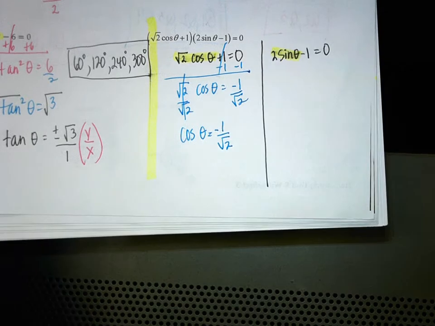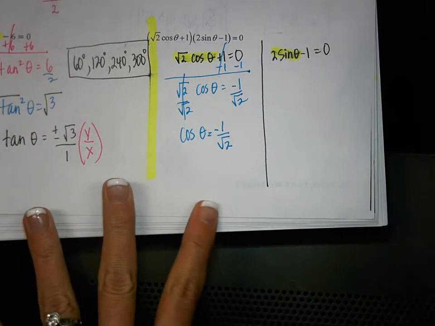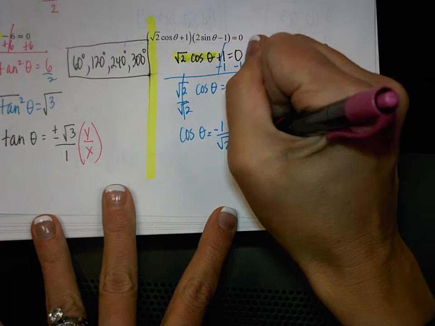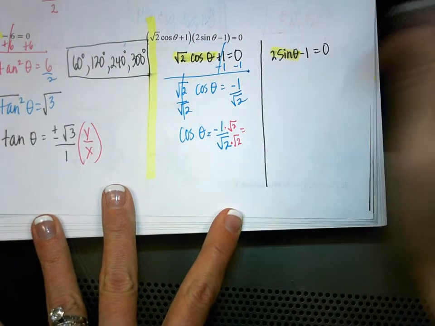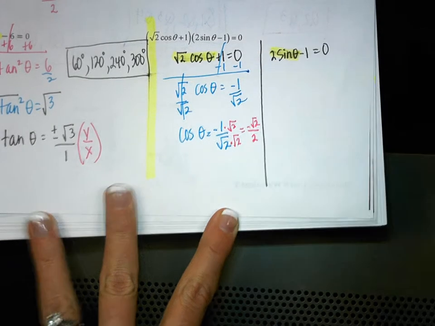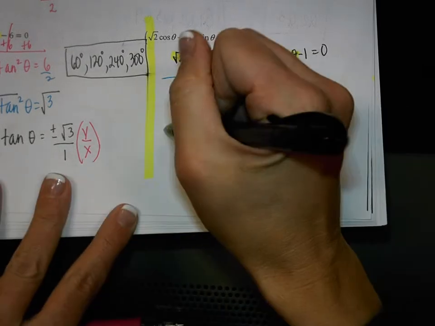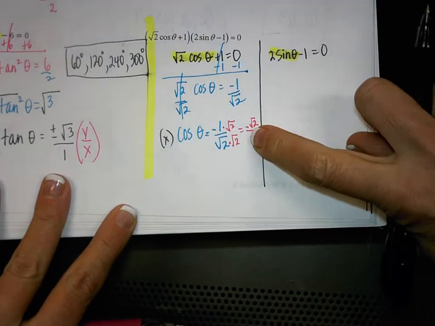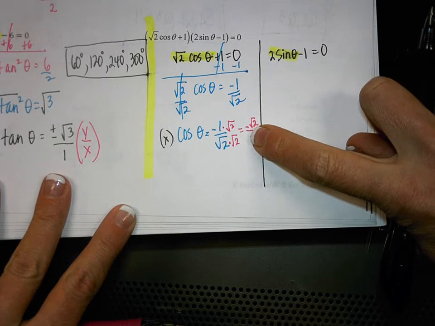Is that an appropriate answer? No. Nope. What do we do? Very good. Rationalize the denominator, and we end up with negative root 2 over 2. Okay, so cosine is dealing with what, x or y? X. Okay, and specifically our value is negative. The x value is negative, and so where is cosine negative?